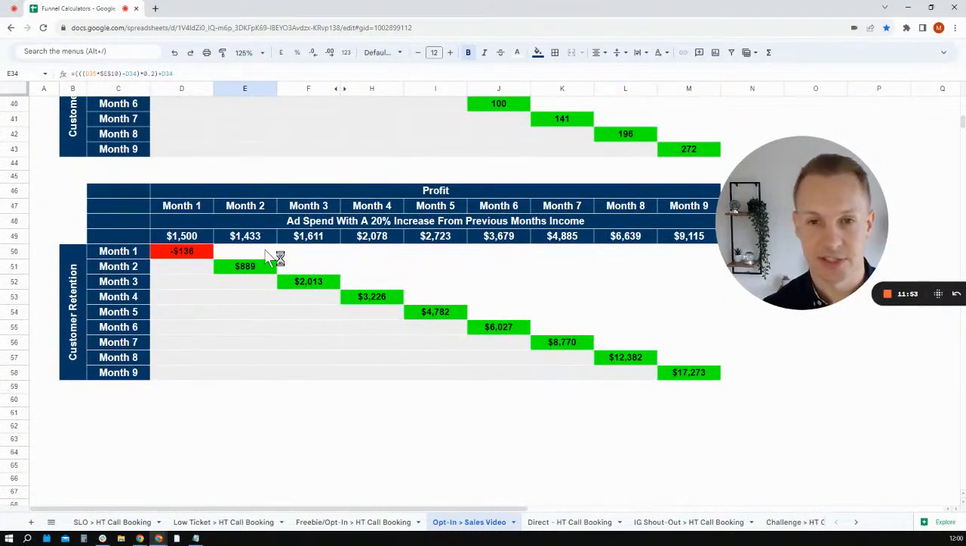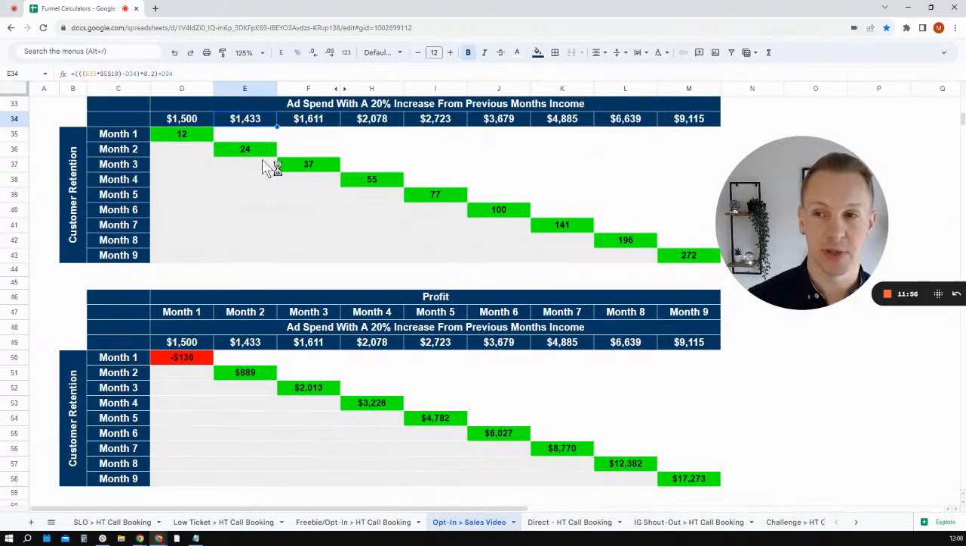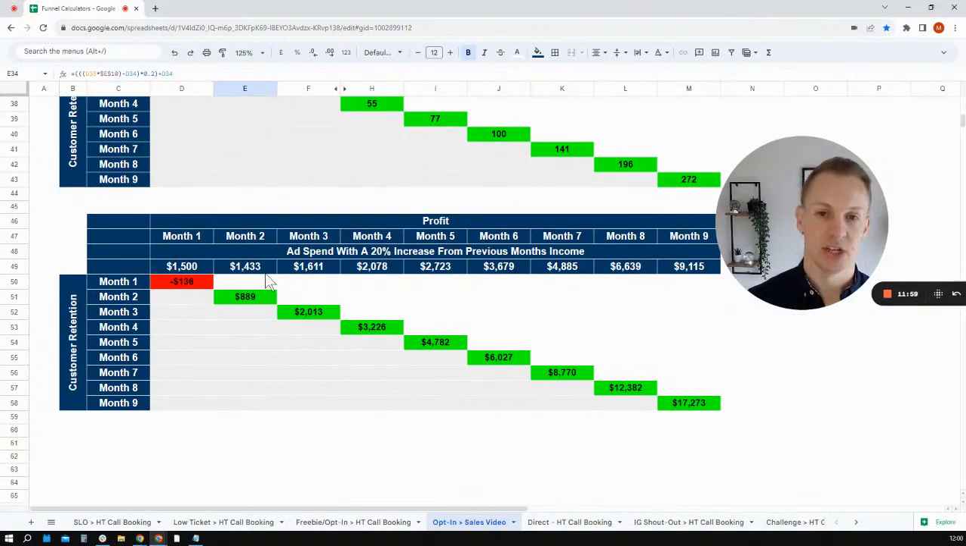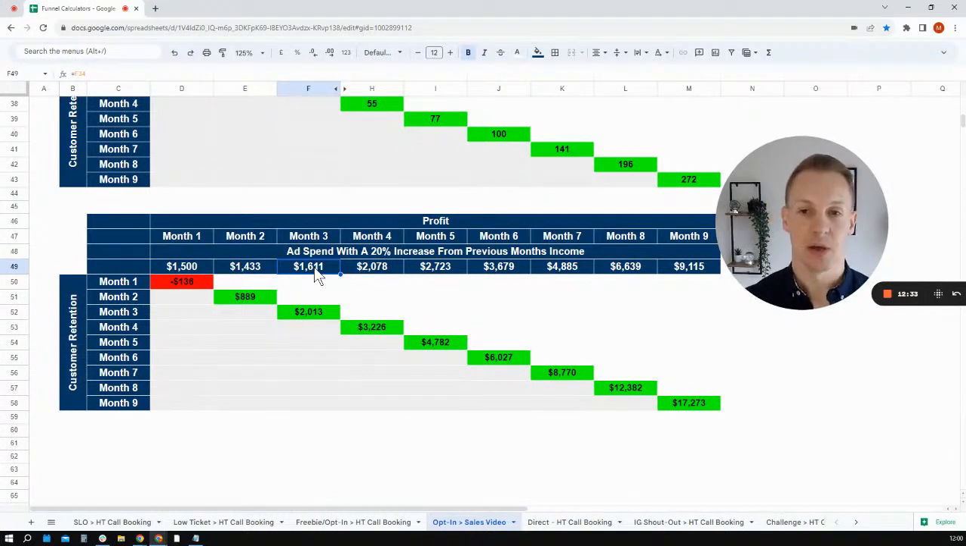So if I show you here instead, because this is the financial numbers, and these other ones are just how many customers we have, this is actually profits. What this $1,433 is doing is taking 20% of the negative and adding it to last month's ad spend, which is why month 2 is negative. But when you come into the positives, it changes a little. Our month 3 ad spend would be about $1,600, because we're taking 20% of $889, adding it to the $1,433, and that gives us the $1,600, which allows us to grow.